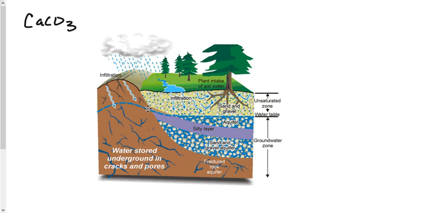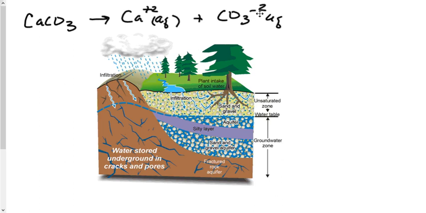And what happens is, as the water passes through all of this, some of the calcium carbonate dissolves into water, and this reaction here makes calcium 2+ and we're going to call those aqueous ions, plus a carbonate 2- aqueous. And it starts off as solid.